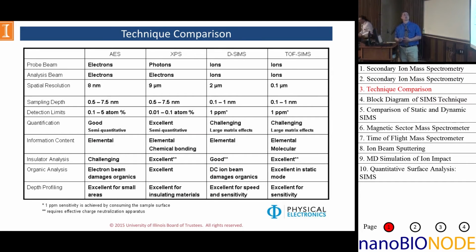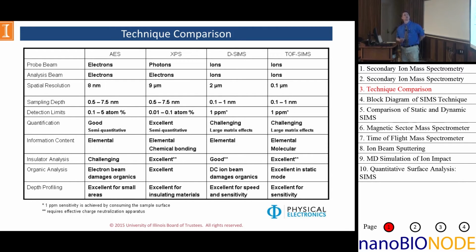I have a nice technique comparison here that you guys can look at later. Just a couple highlights. Like I said, SIMS is best below 1% and can measure down into the parts per million range. We have to be able to be quantitative, though. This is where SIMS is a little bit difficult. We need to have standards to be able to be quantitative, whereas with XPS and AES, there's a lot more known about the physics, so therefore you don't necessarily need to have standards, although they can help.